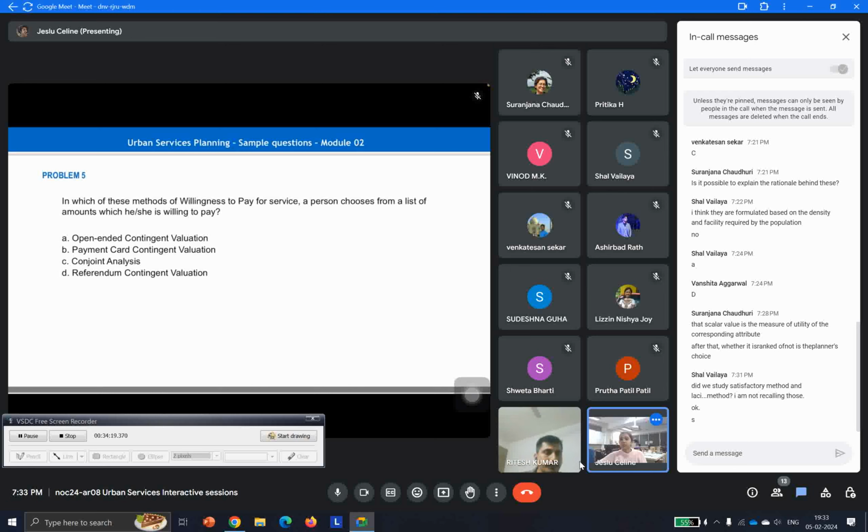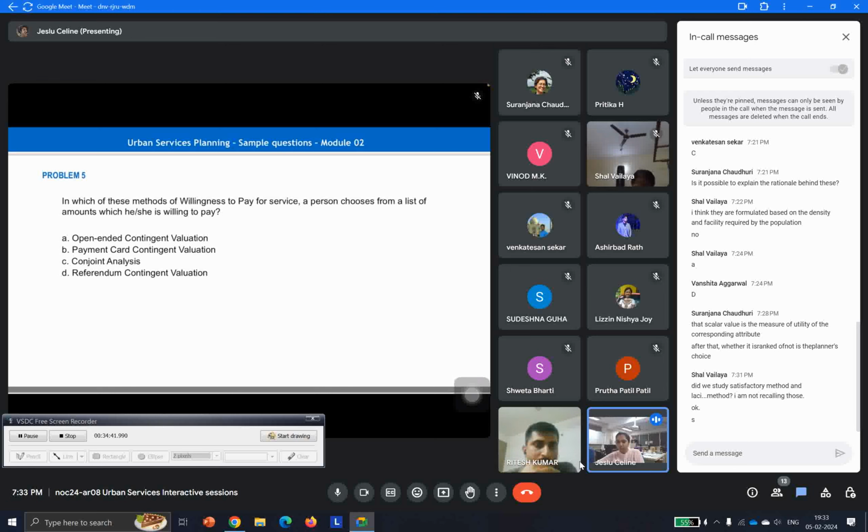Which of these methods of willingness to pay for a service has a person choose from a list of amounts which he or she is willing to pay? Option A, open-ended contingent valuation. Option B, payment card contingent valuation. Option C, conjoint analysis. And option D, referendum contingent valuation.